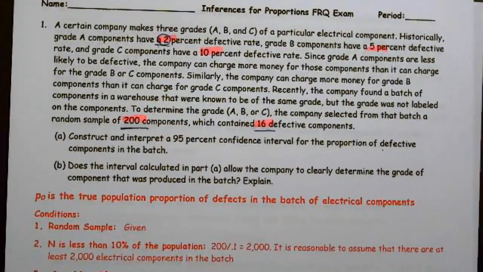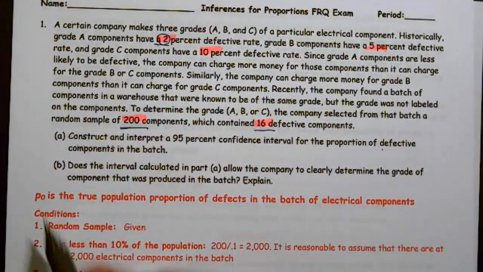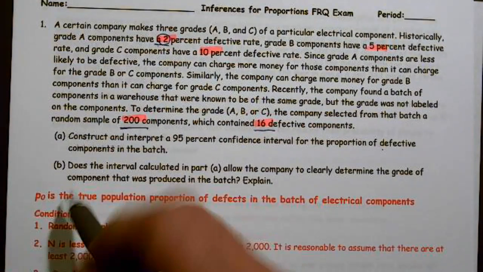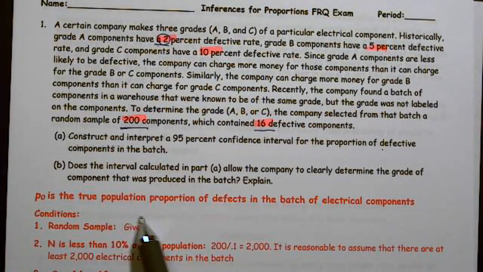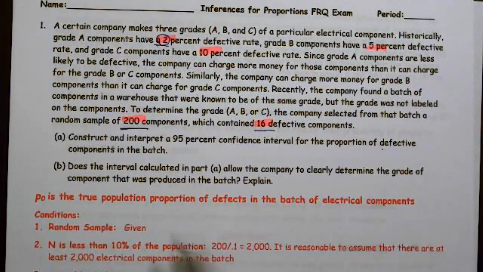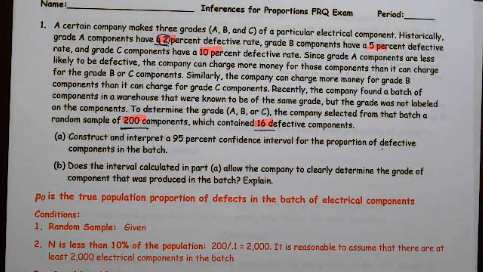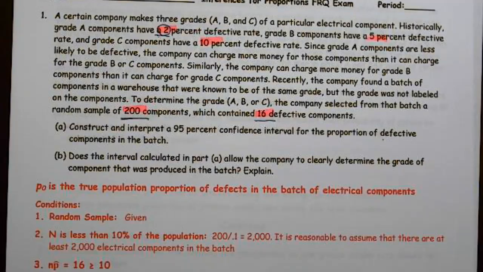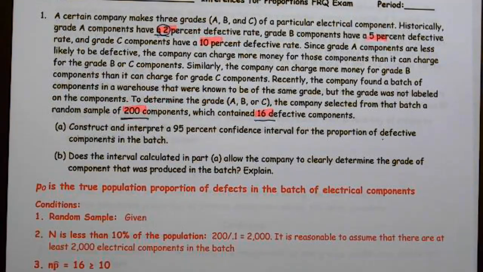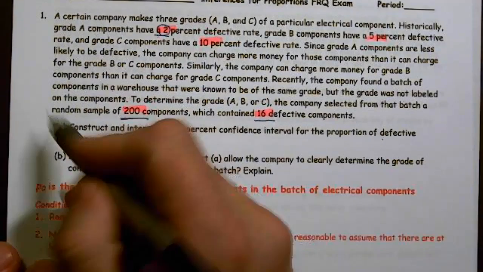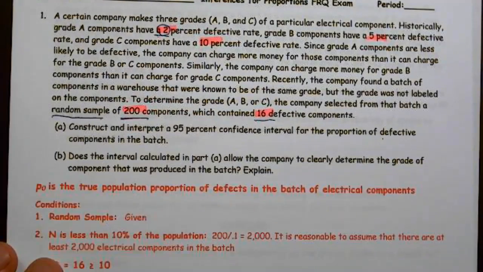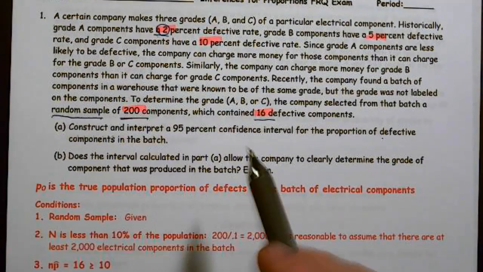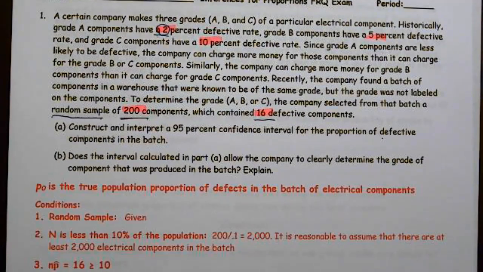Well, we need to start off every single time, and this is really important, got to define our parameter. Let P, and you can use P as opposed to P0, be the true population proportion of defects in the batch of electrical components. All right? And we don't know whether that's A, B, or C, but it's just the proportion of defects. Our conditions, well, they took a random sample because they told us that. And that was right up here. So that was given, and then we just need to say random sample. Really, it's a random sample of 200.